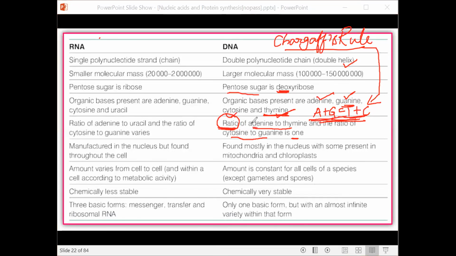Whenever we take the count of adenine and thymine, the ratio is always 1, and that means they will nullify, because the number of adenine and thymine will be same, and the number of cytosine and guanine will be same. And since G and C are same, hence A plus G and T plus C are also same. Okay.